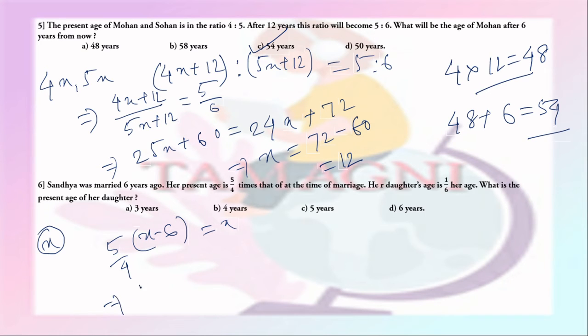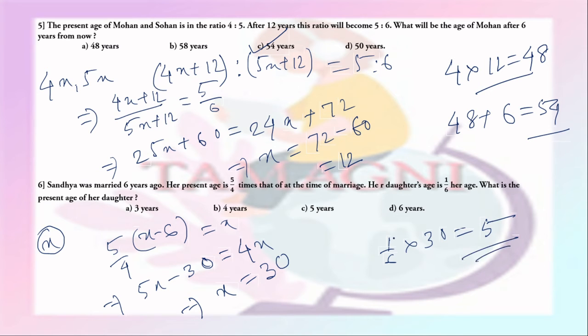So this gives 5x minus 30 equals 4x. So from here we get x equals 30. So the present age of Sandhya is 30. Now her daughter's age is 1/6 her age. So her daughter's present age will be 1/6 into 30, which is 5. So option C is the right answer.